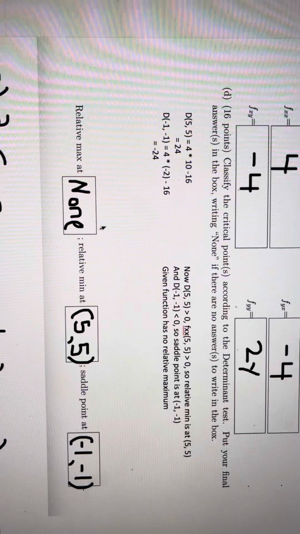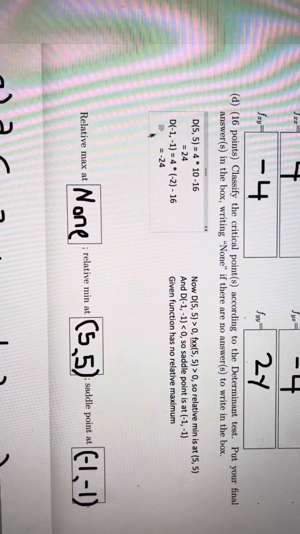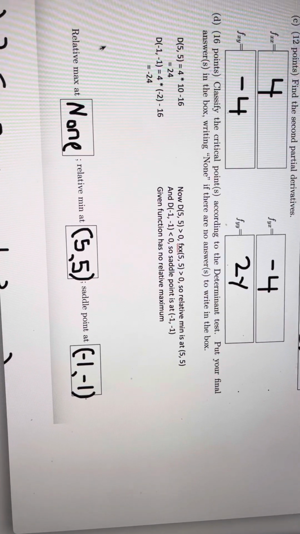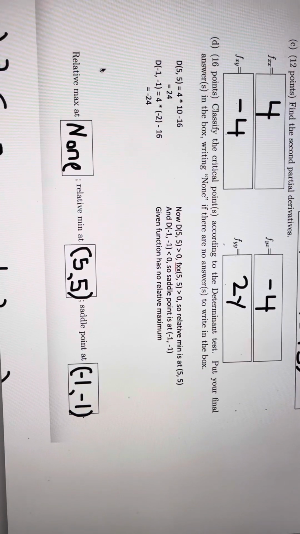And then for D, I got D(5,5) equals 4 times 10 minus 16, which equals 24. And D(negative 1, negative 1) equals 4 times negative 2 minus 16, which equals negative 24. So now that D(5,5) is greater than 0 and fxx is greater than 0, that means the relative minimum is at 5, 5, and D(negative 1, negative 1) is less than 0, so the saddle point is at negative 1, negative 1. And this is given that the function has no relative maximum.